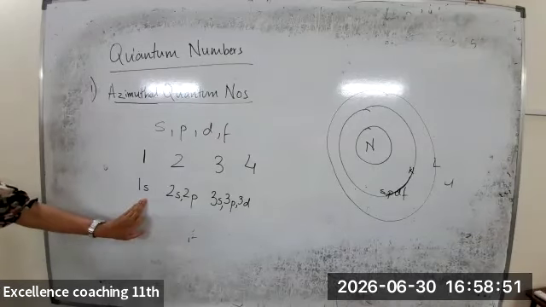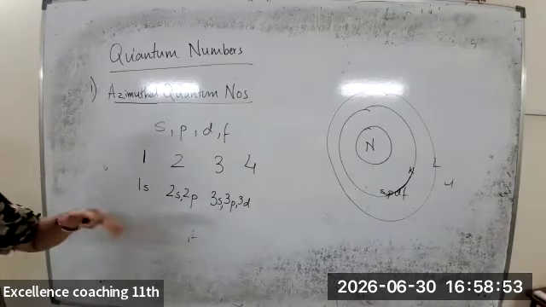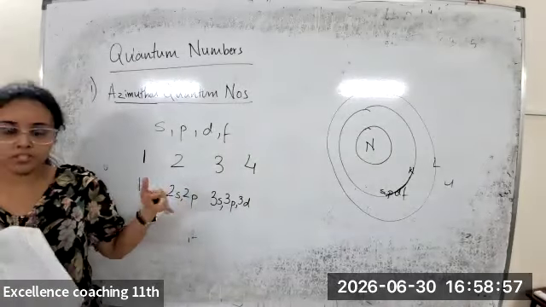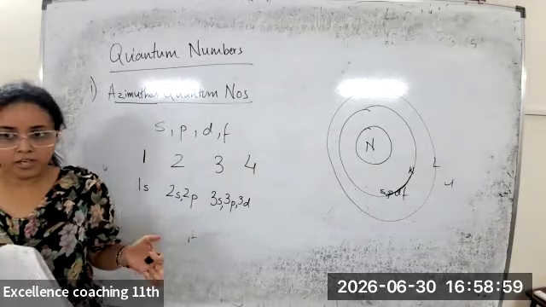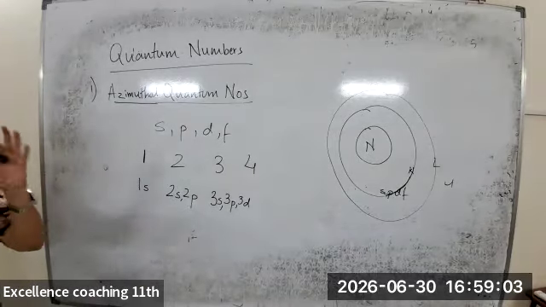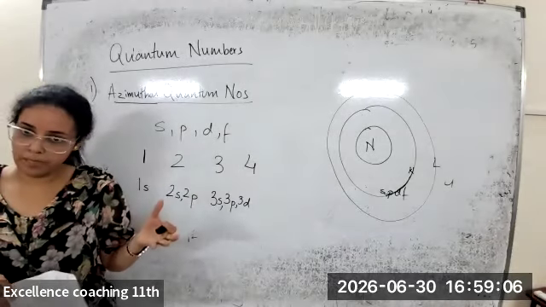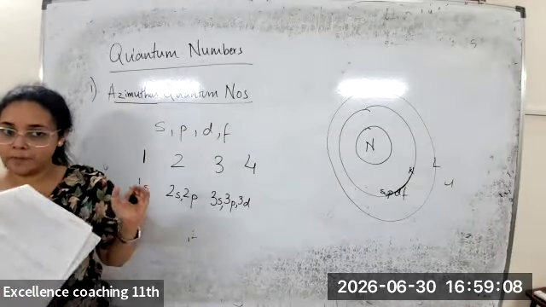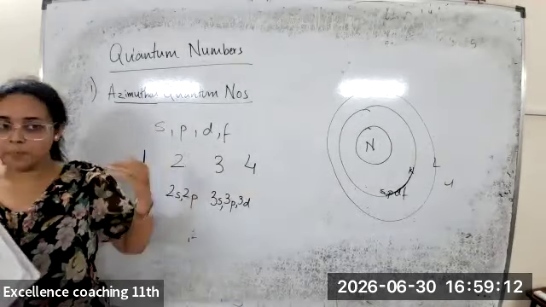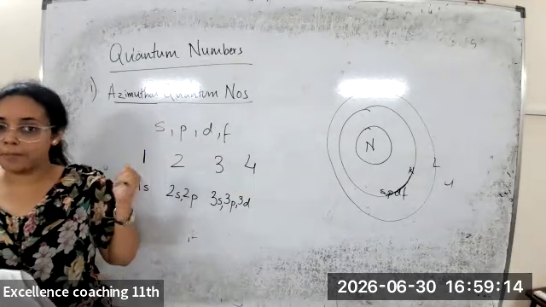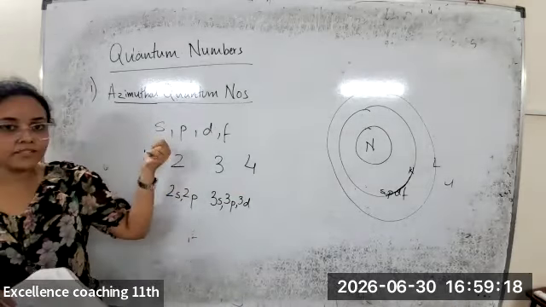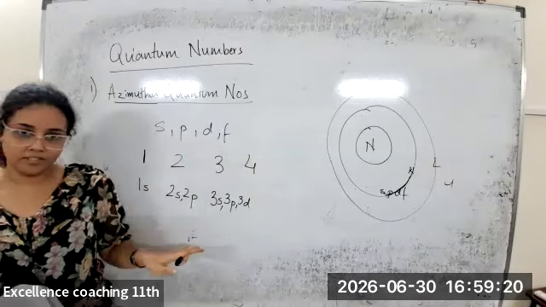why didn't I write p, d, f here? There are some rules which are to be followed, which you won't understand now. You will understand when we go through some basic rules. But for now, you have to know that the principal quantum number speaks about the shell, whereas the azimuthal quantum number speaks about the subshell. And the subshells are nothing but s, p, d, f orbitals.